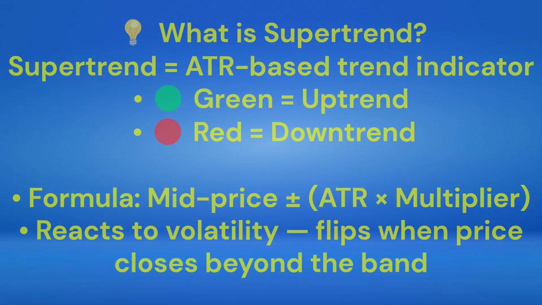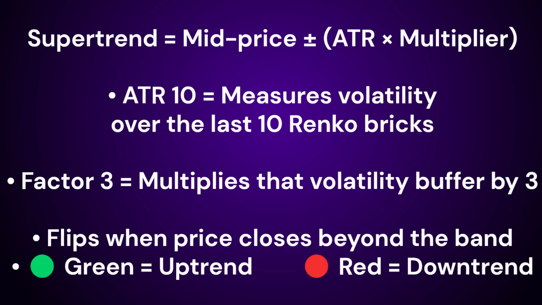In this example, I'm using the default settings, a 10-period ATR and a multiplier of 3. That builds a volatility buffer around price, and when price closes beyond that buffer, Supertrend flips, giving us a potential trend signal.